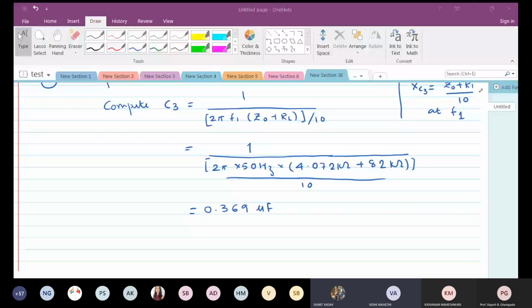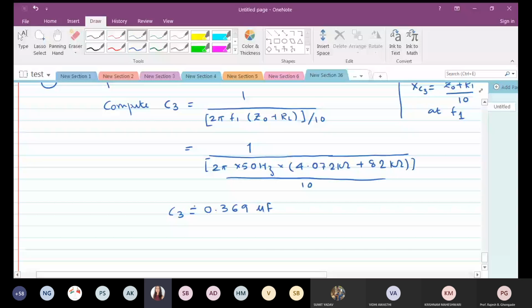Yes, sir. 3.3. Are all of you getting this value of C3? Yes, sir. All right. Very good.